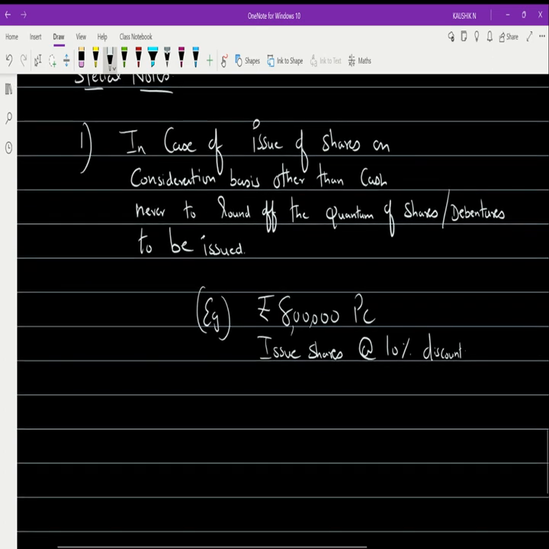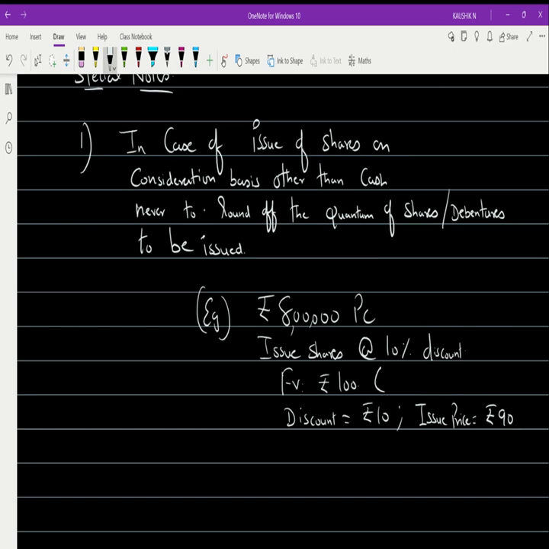Now, what will be your issue price, provided the face value of the share or debenture is rupees 100? That means the discount will be 10 rupees. Am I right? Your discount amount will be rupees 10 and your issue price will be rupees 90. How? 100 rupees face value, subtract rupees 10 discount, that gives you the issue price as rupees 90. I hope you all understand this concept, right?